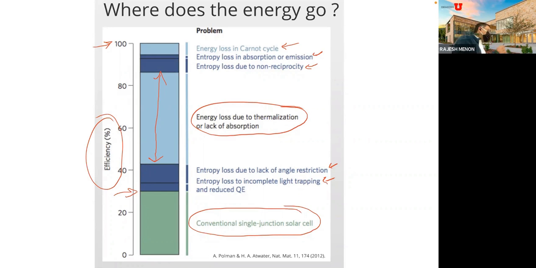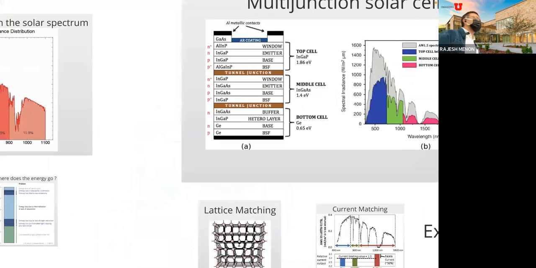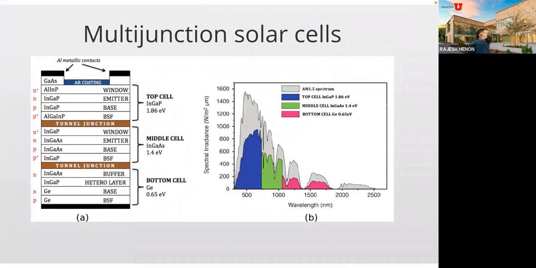Now, this is the part that I want to talk about, because this is a big loss mechanism. Okay. Now, of course, you already know a solution to this, which is the multi-junction solar cell. Right? This is, for example, the solar cell that's used in space, in the Mars rover, and so on and so forth. The way it works is described on the right-hand side, where you have three cells.